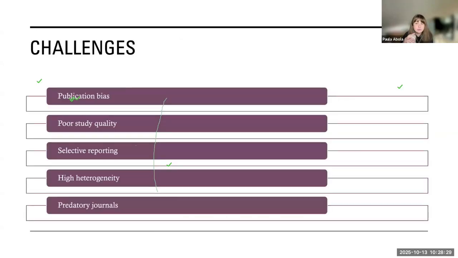Of course, systematic reviews and meta-analyses are not perfect. There are several challenges that you must keep in mind. Firstly, what we just discussed, the publication bias. Second, poor study quality. If the underlying studies are weak, your review will also be weak. And this is sometimes known as garbage in, garbage out. So if you're going to include poor studies, known as garbage studies, then you're also going to get garbage for your systematic review. Third, there is selective reporting.